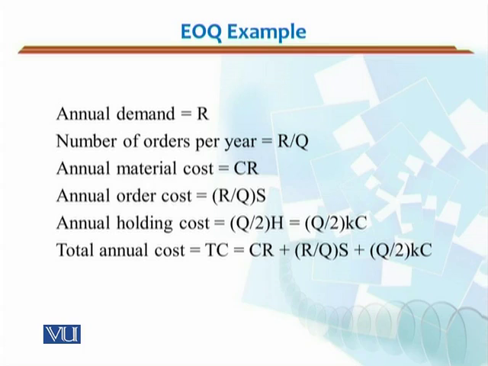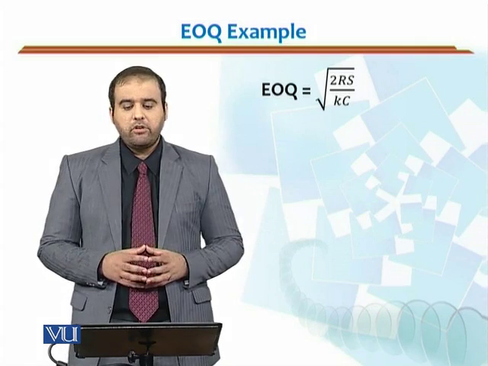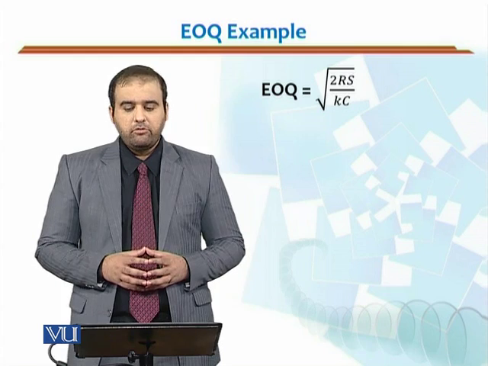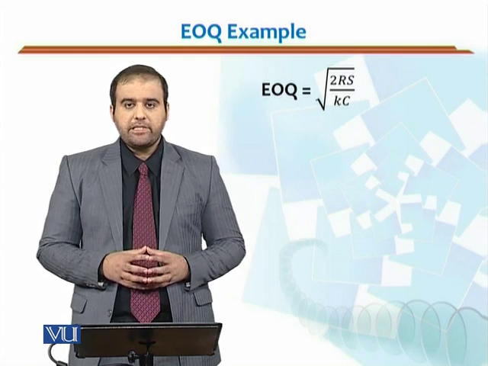So what would be the total annual cost function? The total cost function would be CR plus the setup cost, R by Q times S, plus the total holding cost, Q by 2 times KC. This total cost function is important, and we need to remember it. It is a sum of the material cost, the setup cost, and the holding cost. Of course, you can also remember the economic order quantity formula, that was the square root of 2RS over KC.